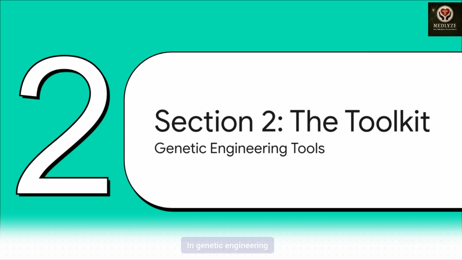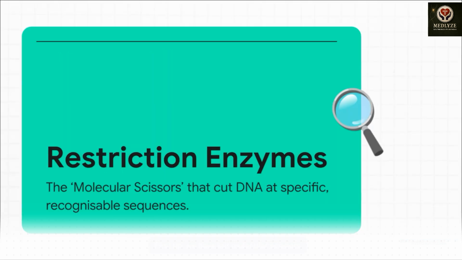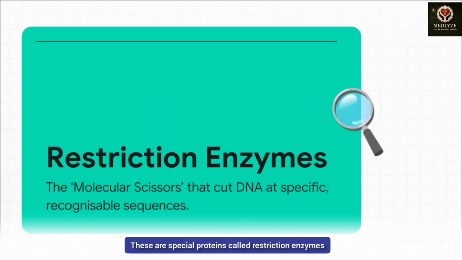Okay, so every good recipe needs the right tools and ingredients, right? In genetic engineering, we have a very special molecular toolkit. So come on, let's open it up and see what's inside. First up, we have our molecular scissors. These are special proteins called restriction enzymes, and they are amazing. They can read a long DNA strand and make a precise cut only at a very specific recognizable sequence.